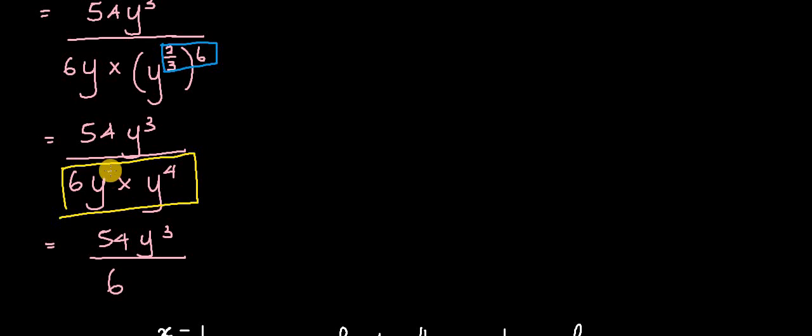Here is y power 1 times power 4, so I know when multiplying the same base I can add the powers, so 1 plus 4, I'll get y power 5. And now you see it's really in the simplest form. So what I'm going to do now is just simplify.